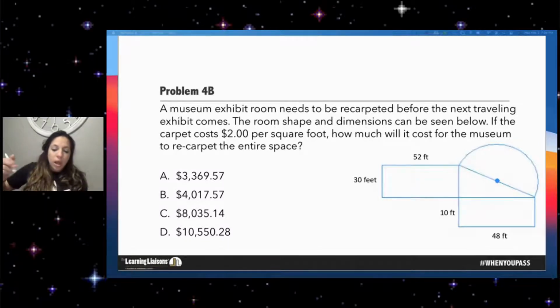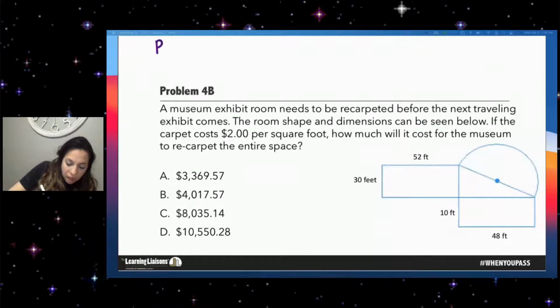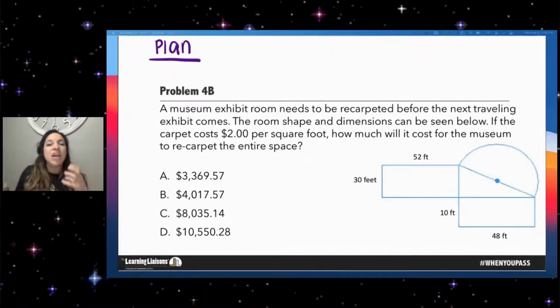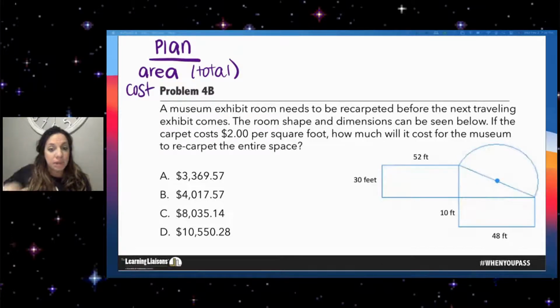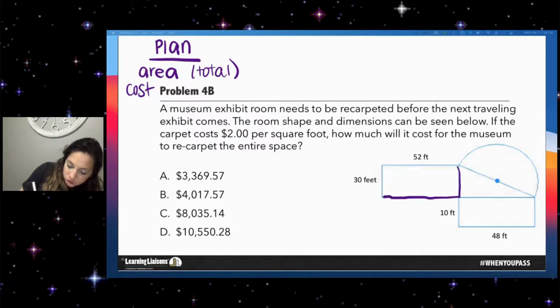space? So this is one of those problems where I have to come up with a plan because we've got a lot of different things. So we are recarpeting this. So the first thing I have to do is find the area of the shape, then the total area. Then I have to find the cost. So I've got two steps here. So in order to figure that out, we need to find the area of all of these little shapes.